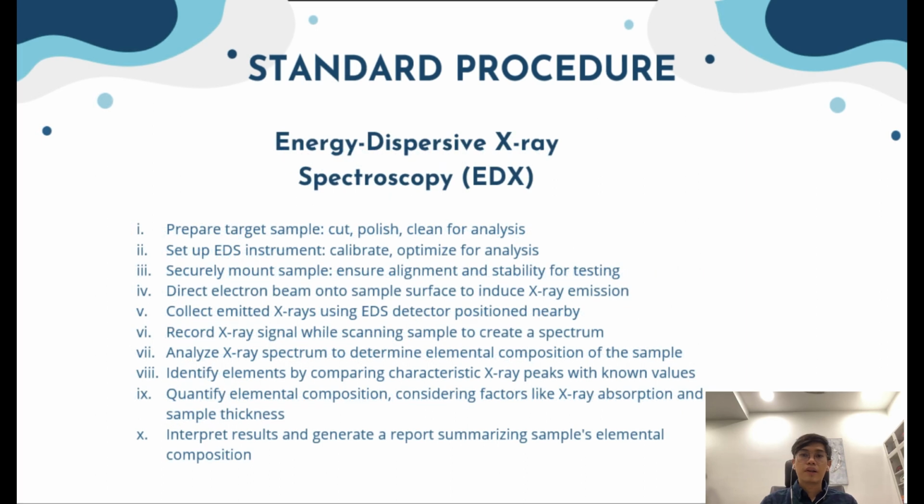For energy dispersive X-ray spectroscopy, first, prepare target sample, cut, polish, clean for analysis. Second, set up EDS instrument, calibrate, optimize for analysis. Third, securely mount sample, ensure alignment and stability for testing. Fourth, direct electron beam onto sample surface to induce X-ray emission.